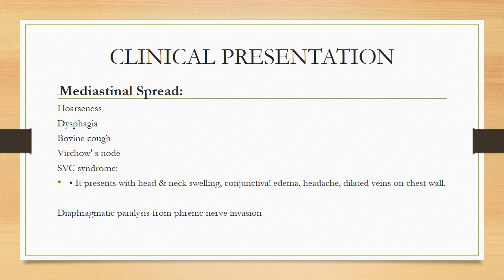Bovine cough can occur because of recurrent laryngeal nerve palsy. It is a cough lacking normal explosive character. Virchow's node can be present, which is a palpable left supraclavicular node. Superior vena cava syndrome can also occur due to compression of the superior vena cava by the tumor, and the patient will present with head and neck swelling, conjunctival edema, headache, dilated veins on chest wall. So these will be the features of superior vena cava syndrome. Diaphragmatic paralysis from phrenic nerve invasion can also occur.